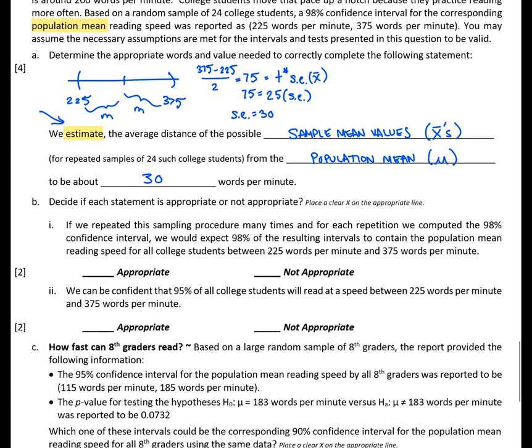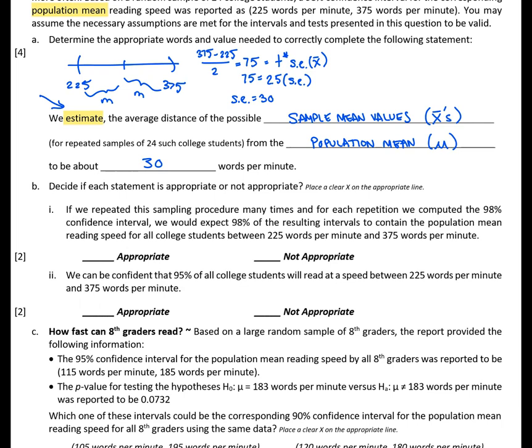Okay, so moving along to part B, we have to decide if each statement is appropriate or not appropriate. Statement 1. If we repeated this sampling procedure many times, and for each repetition we computed the 98% confidence interval, we would expect 98% of the resulting intervals to contain the population mean reading speed for all college students between 225 words per minute and 375 words per minute.